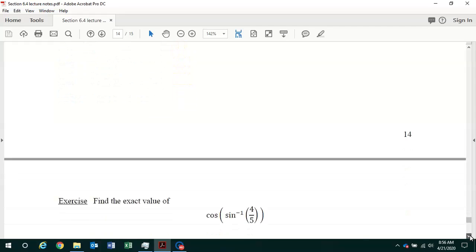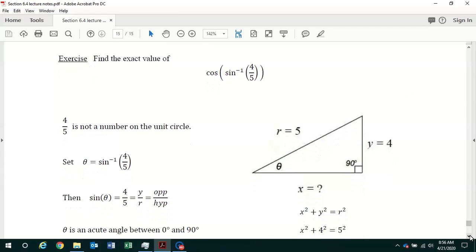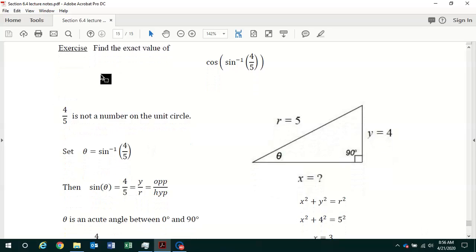On page 15 of your note packet, we're going to evaluate the mixed composite, the cosine of the inverse sine of 4/5. Now, 4/5 is not a number on the unit circle, right? And 4/5 is not a number you'll find on page 3 of your note packet. So we have to do something a little bit different. We're going to use right triangle trigonometry.